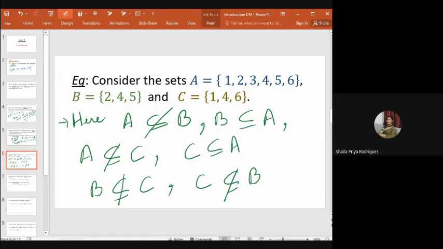All right. So I want you to write these 6 statements, whatever I've written here. This whole slide should be there in your notes. All right, next one.